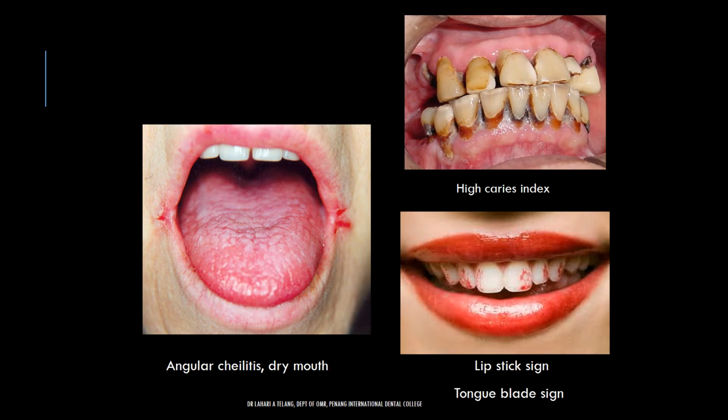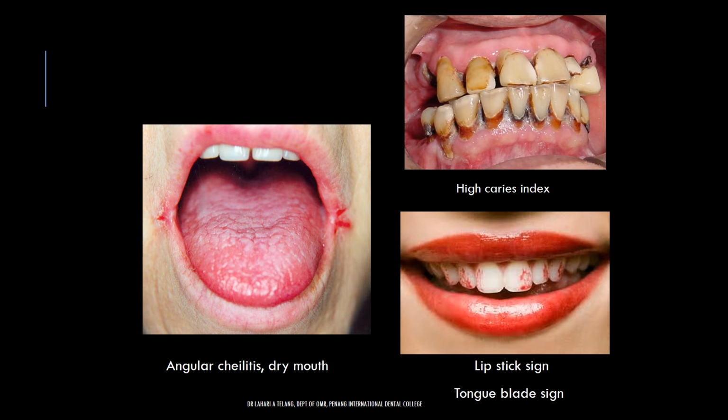So this is an example of a person with a dry tongue and angular cheilitis, where the tongue appears very dry and erythematous, and the angles of the mouth appear raw and eroded, and this is called angular cheilitis. The other effects of hyposalivation or xerostomia would be a high caries index. We are aware that saliva is a very important component in maintaining homeostasis, or the balance, in the oral cavity. And when there is less saliva, there is an increased bacterial count and there is no cleansing action of saliva, which leads to a high caries index.